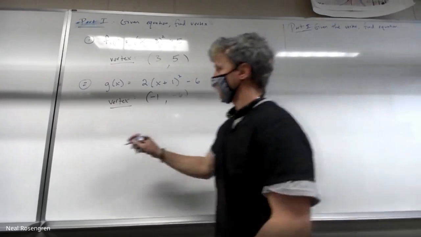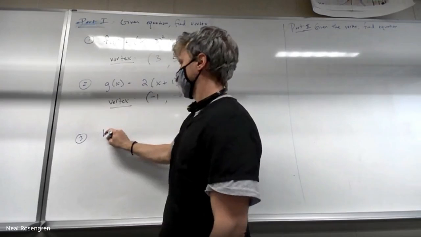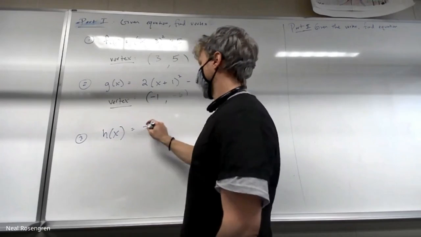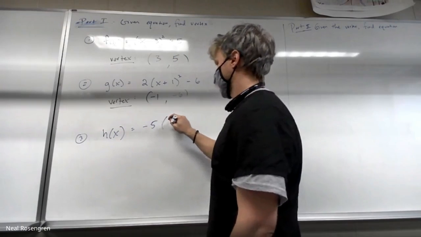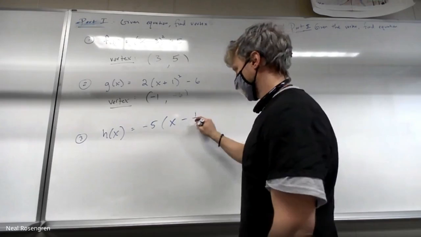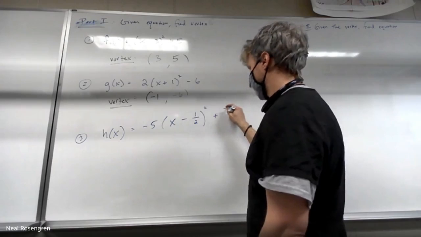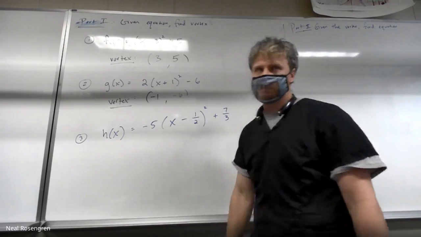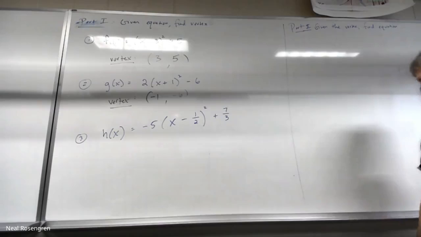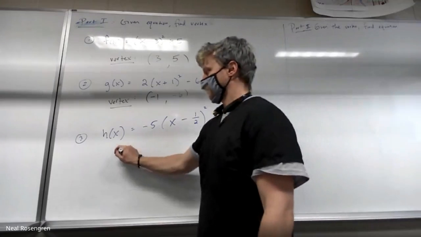All right, one more. F, G, H. H of x equals negative 5 times x minus 1/2 squared plus 7/3. Find the vertex.